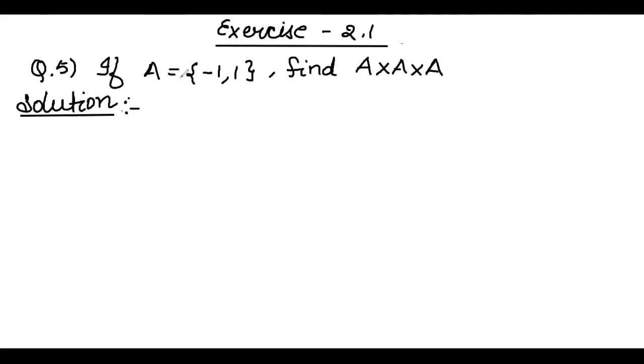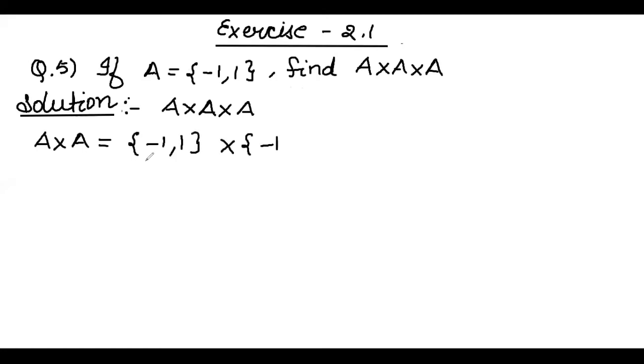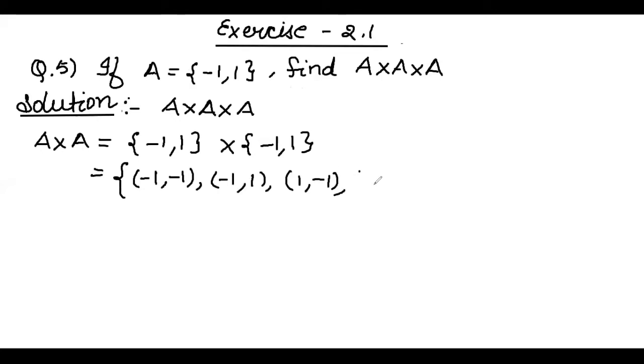So here set A is given. Set A is {-1, 1}. We have to find the Cartesian product of three sets, A cross A cross A. First of all, we have to find A cross A. So {-1, 1} cross {-1, 1}. Here we'll get (-1, -1), (-1, 1), (1, -1), then (1, 1).